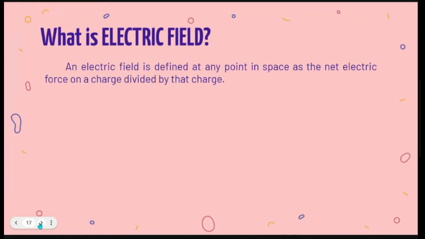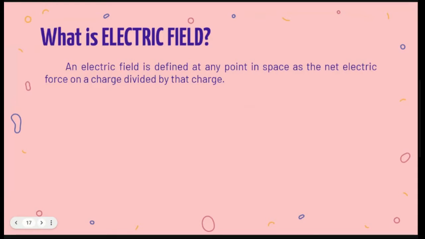First, we need to define what an electric field is. An electric field is defined at any point in space as the net electric force on a charge divided by that particular charge. So, what do we mean by this? Electric field is the amount of force present on a charge in a certain space.